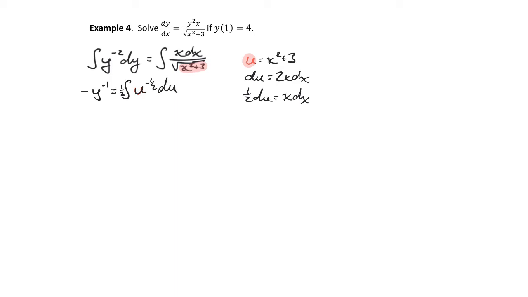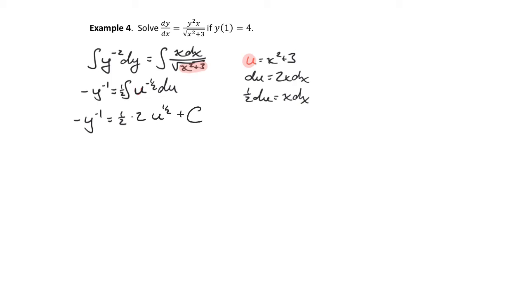du. So negative y to the negative 1 equals 1/2. When we add 1 to the exponent, we'll end up with a 1/2. We need to multiply by the reciprocal of 1/2 out front, which is a 2. Ooh, that's kind of nice. And then we add our constant.